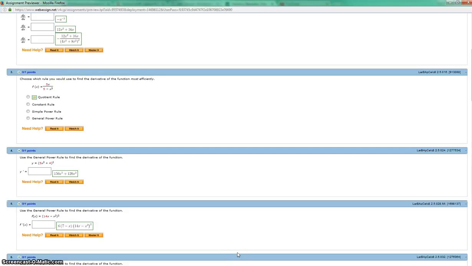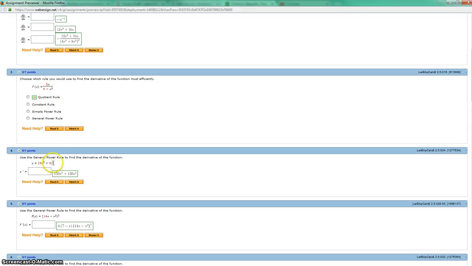Alright, so in Chapter 2, Section 5, kind of the second half of Chapter 2, there's some more finding the derivatives and how we find derivatives, more techniques. Like on number 3, now this is a good old quotient rule. Low d high minus high d low over low squared. So this one should be normal.